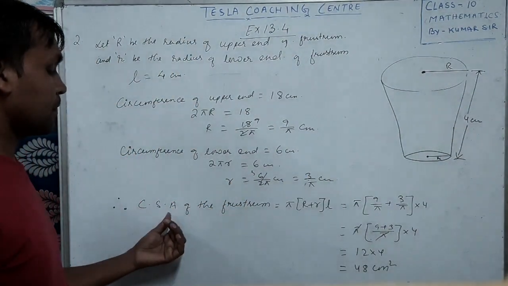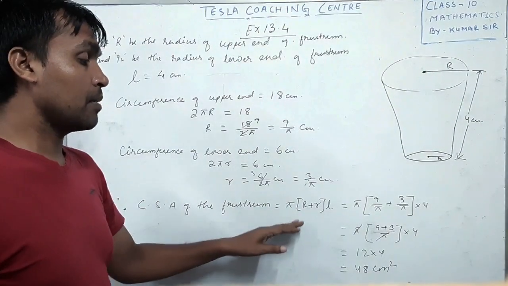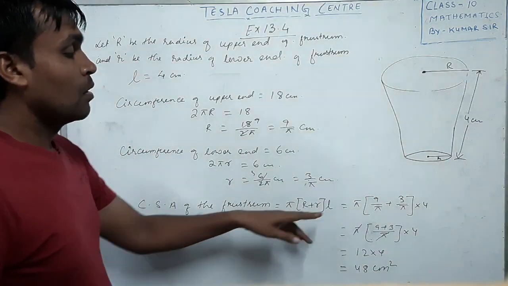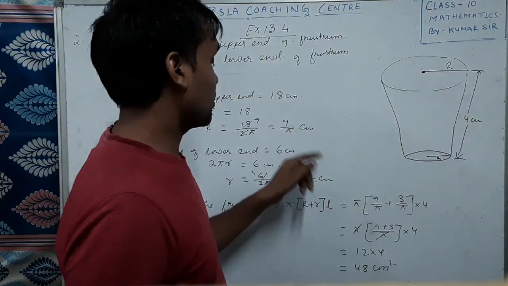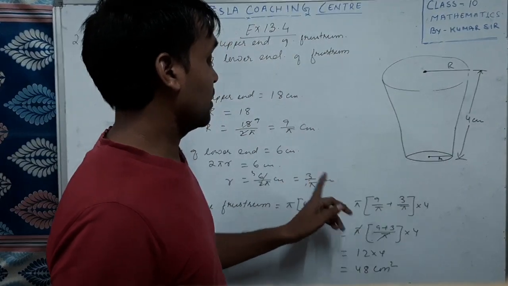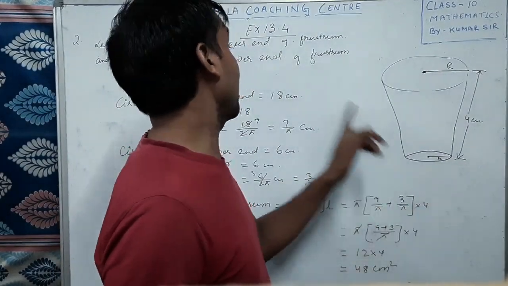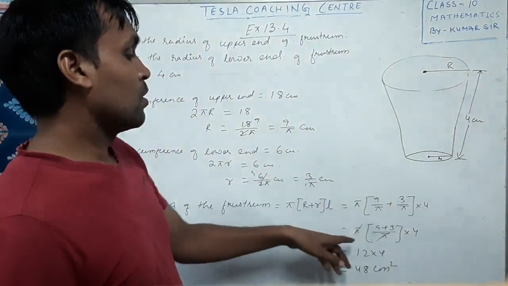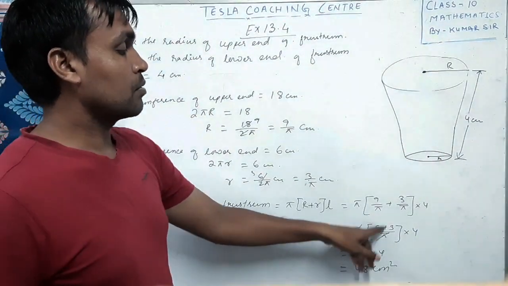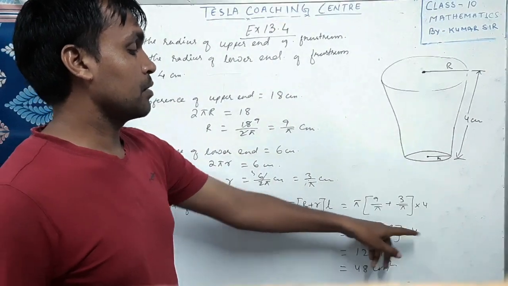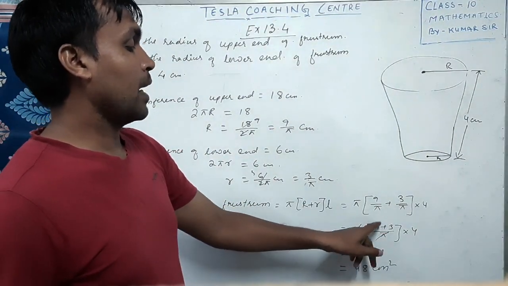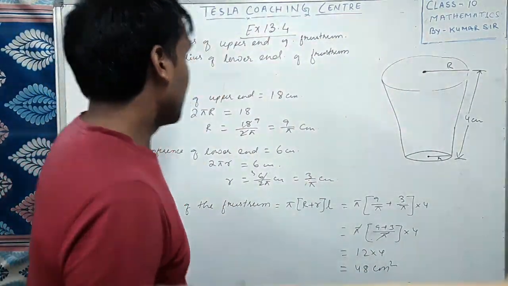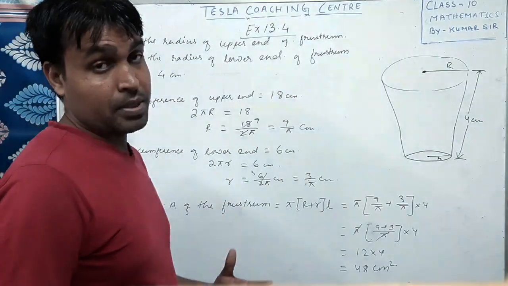Now the curved surface area of the frustum. Formula is what? Pi into capital R plus small r into L. So capital R value, how much did we get? 9 by pi. Small r, how much? 3 by pi. L, how much do we have? 4. We already have written here L equal to 4. So pi into, if you take LCM, pi only, 9 plus 3 into 4. So pi cancels. So 9 plus 3 is 12 into 4. So 48 centimeter square. So the curved surface area of the frustum is how much?